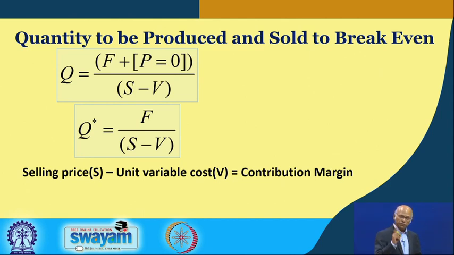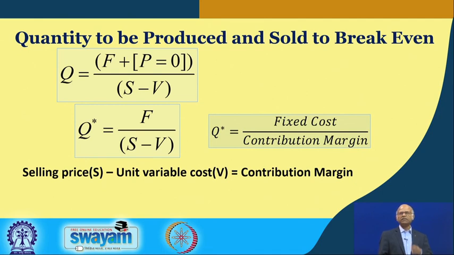S is the selling price per unit, B is the variable cost per unit. So, per unit selling price minus per unit variable cost is equal to contribution margin. It has a lot of significance, we will see that moving forward. So, break even point can be defined as fixed cost divided by contribution margin.